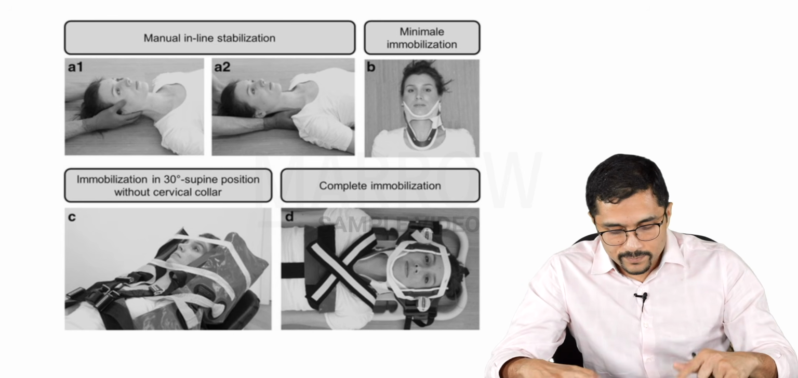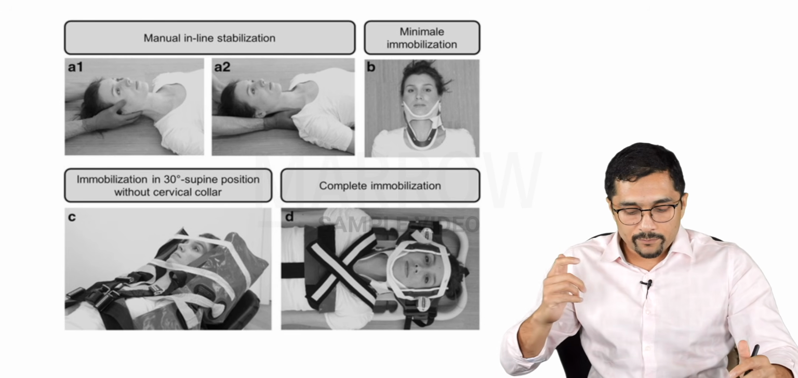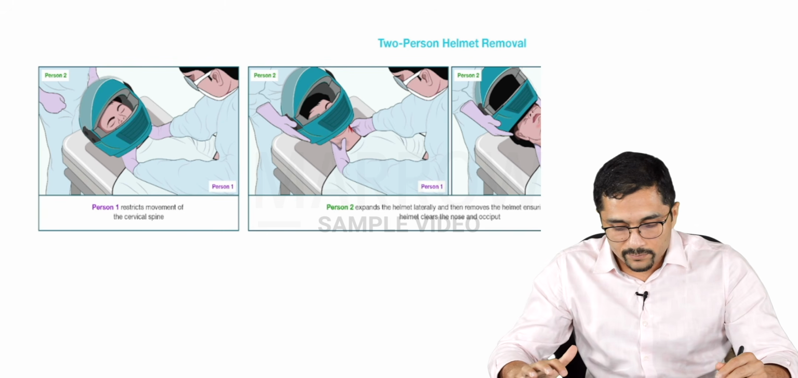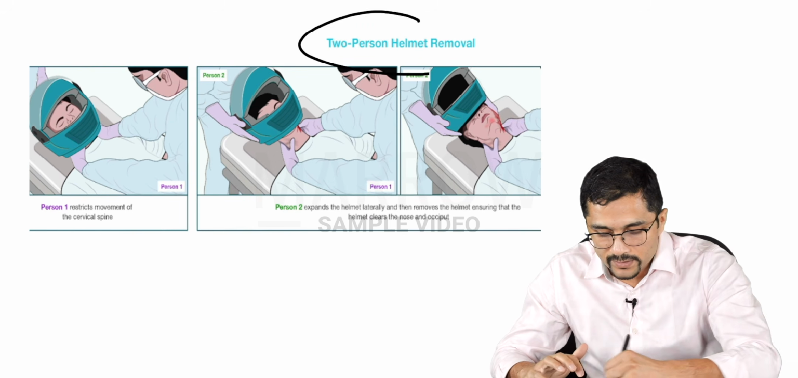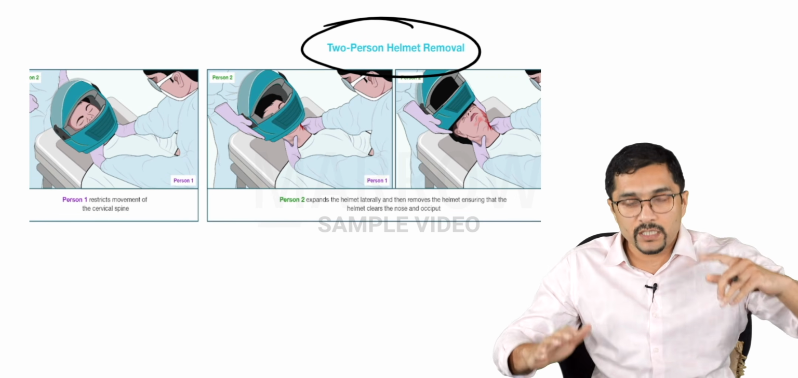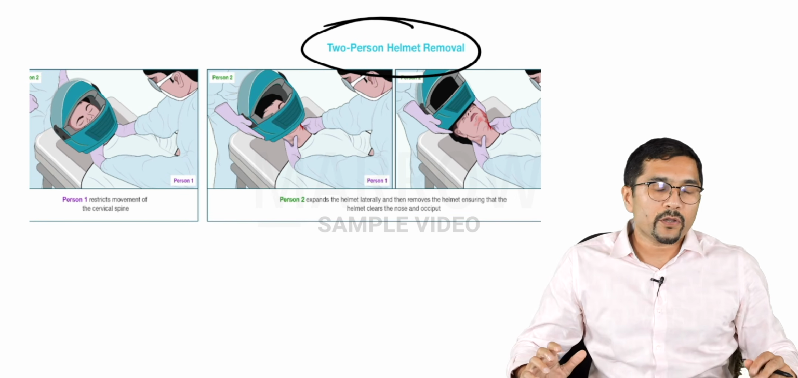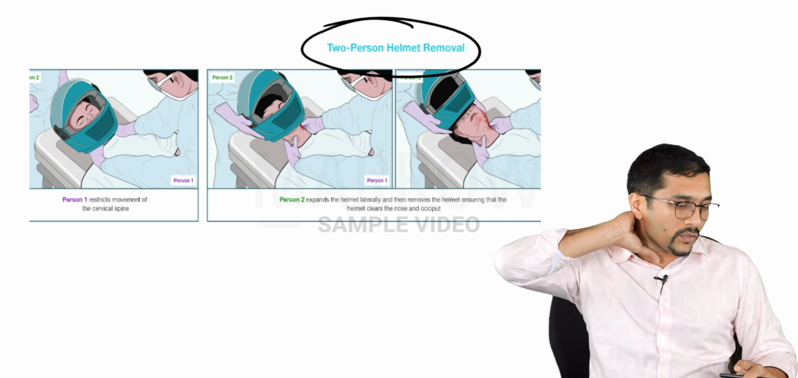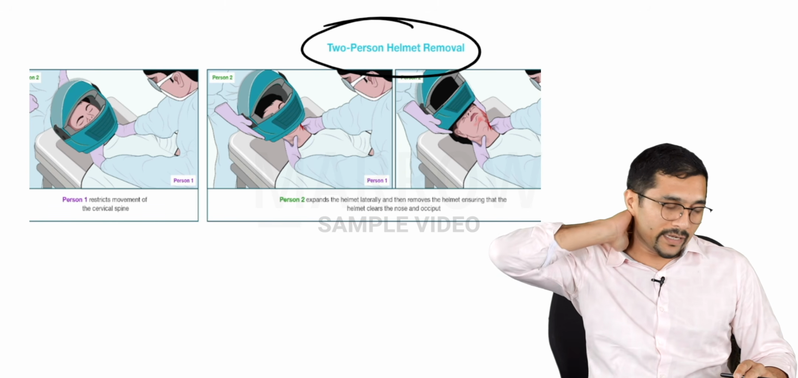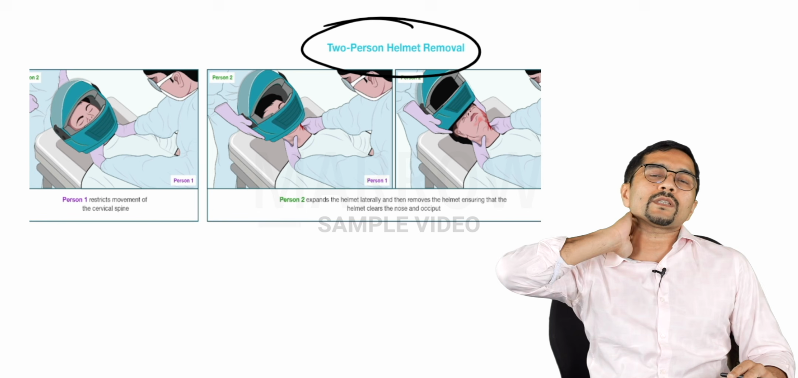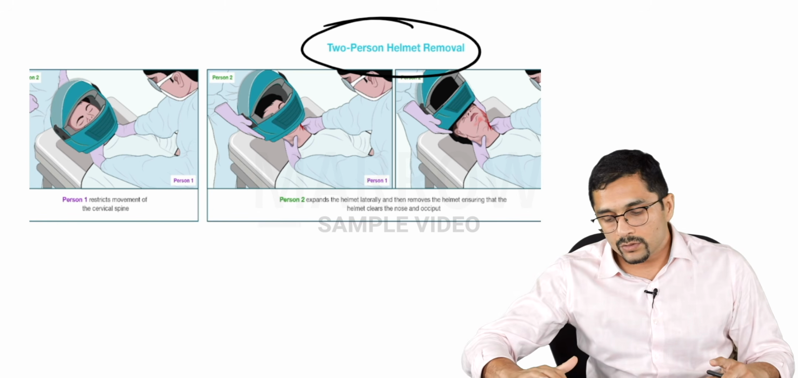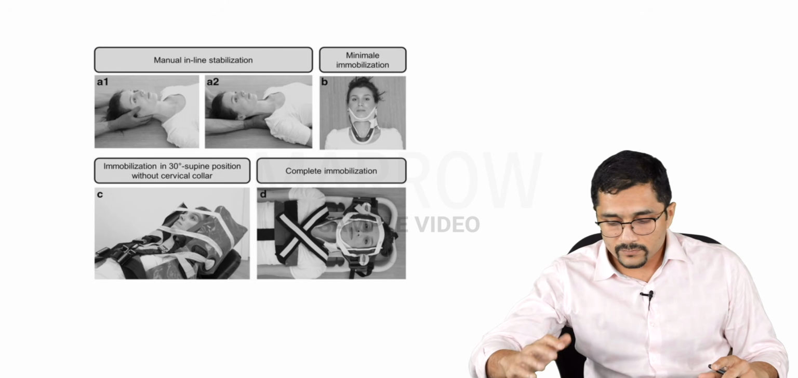Now when the patient is being transferred, we should always remember that if you want to remove the helmet, then it is a 2-person helmet removal. Just remember this much, a single person cannot remove it, because if a single person removes it, you are not maintaining the cervical spine. So to ensure that the cervical spine is stabilized, 2 people are required.